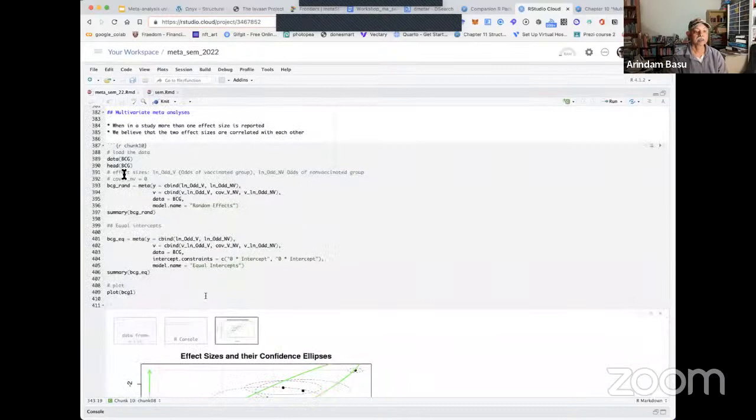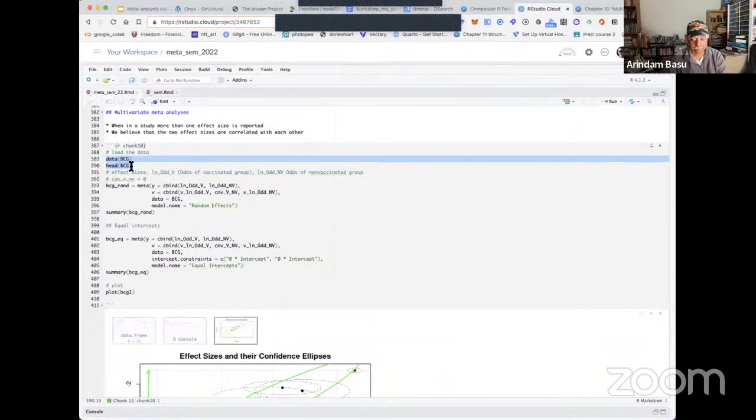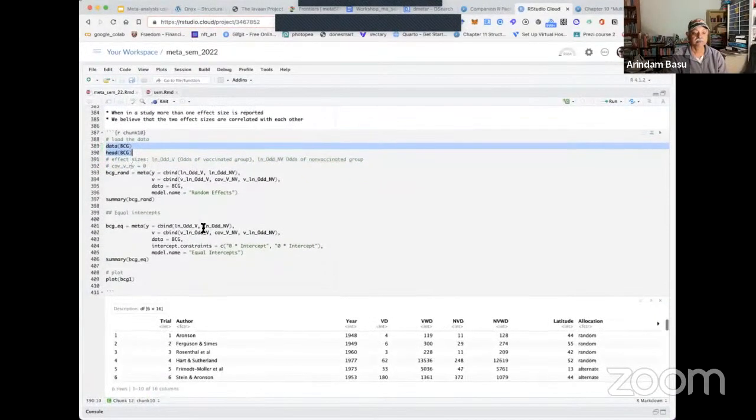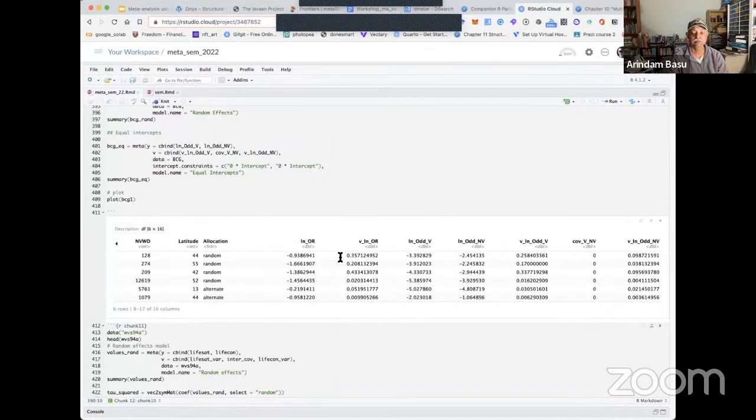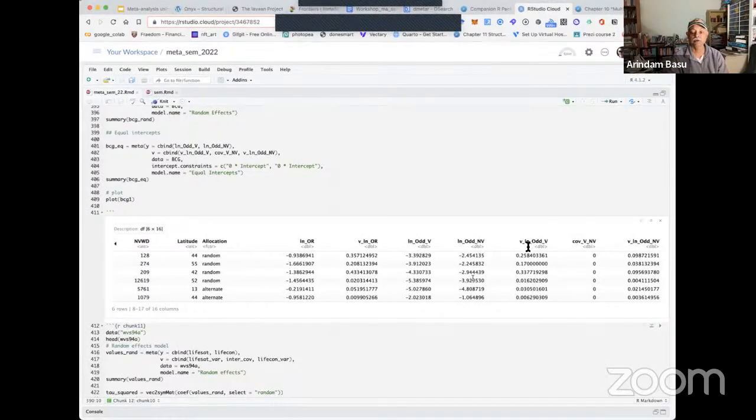So again, we have read the data, and then we are going to see what the data looks like. So here are the first 6 studies. They were conducted in different years. And these were the ones in which you will see the geographical regions, random allocations or not. There were a few other variables. And these are the ones that they were talking about. So they were talking about the odds of people being vaccinated, odds of the people not being vaccinated, the variance of the people who were vaccinated, their odds, the covariance, and those who were not vaccinated. On this basis, they were deriving their point estimates.